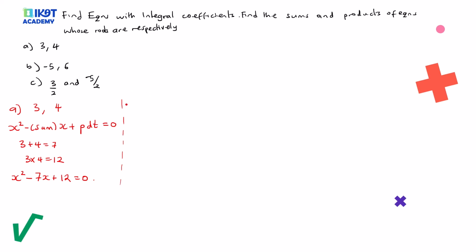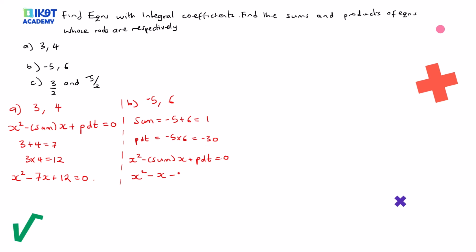So now we also come here, the b, this is negative 5 and 6. So we find what is the sum. The sum of the roots is negative 5 plus 6, which is 1. What is the product? The product is negative 5 times 6, which is negative 30. So we are going to say x squared minus the sum of the roots into x, plus the product is equals to 0. So this is x squared minus x minus 30, because this is already negative. So, okay. So this is our equation.